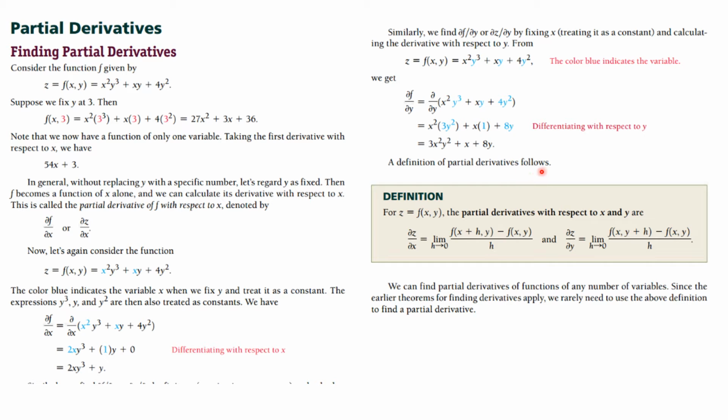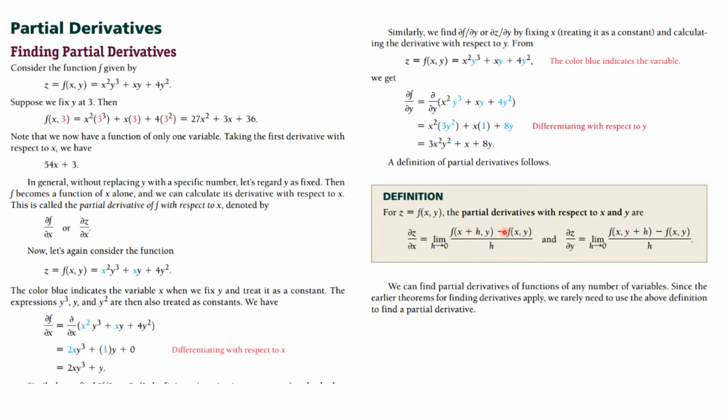Here's the definition of partial derivatives then. And since calculus is the study of limits, you're not going to be surprised that this is a limit. So suppose we have z equals f of x, y. The partial derivatives, there are more than one, with respect to x, and then with respect to y. The partial of z with respect to x is the limit as h goes to 0 of f of x plus h comma y minus f of x comma y over h.